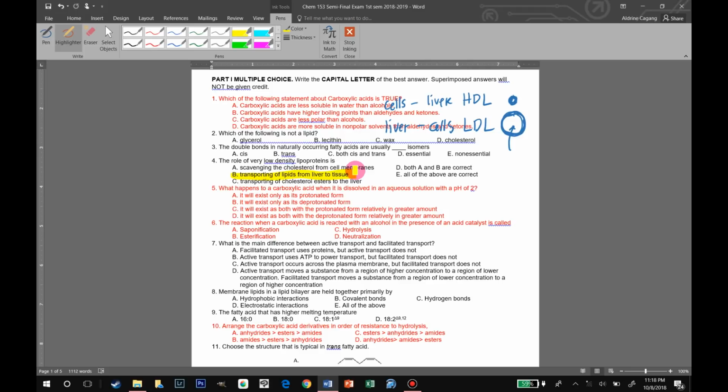Number 5, what happens to a carboxylic acid when it is dissolved in an aqueous solution with a pH of 2? So you have here 4 choices. Letter A, it will exist only as its protonated form. Letter B, it will exist only as its deprotonated form. Letter C, it will exist as both, with the protonated form relatively in greater amount. And letter D, it will exist as both with the deprotonated form relatively in greater amount.